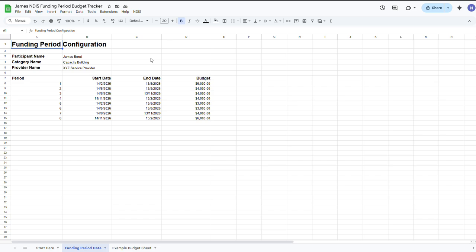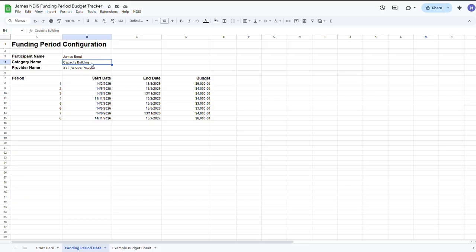It will literally have each period with the start date, end date, and budget. So it will just be a simple data entry task. Now the category name, for some participants you might have different budgets for different purposes. So for example, you might have a therapy budget and you might have a core budget for consumables. So you can have multiple sheets that track the individual budgets for each category.